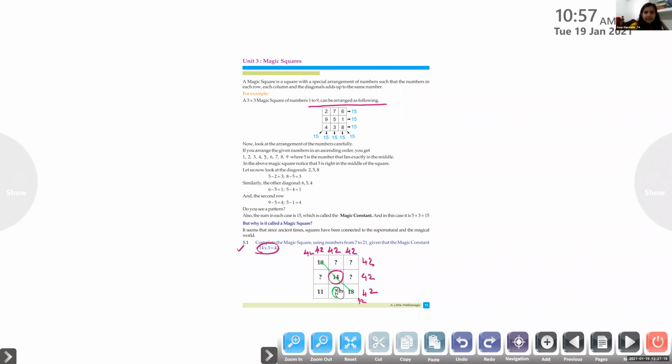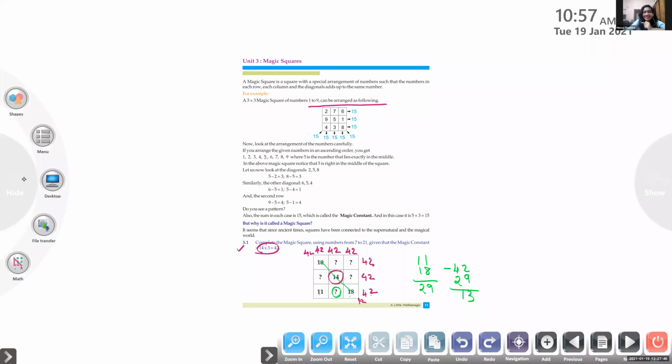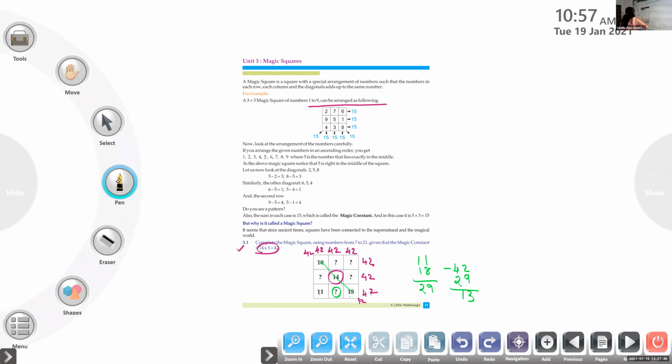You add 11 and 18 and subtract from 42, you will get this number, isn't it? So what is the answer? 11 plus 18, you will be getting 29. 42 minus 29, what is it? 13. The answer is 13.